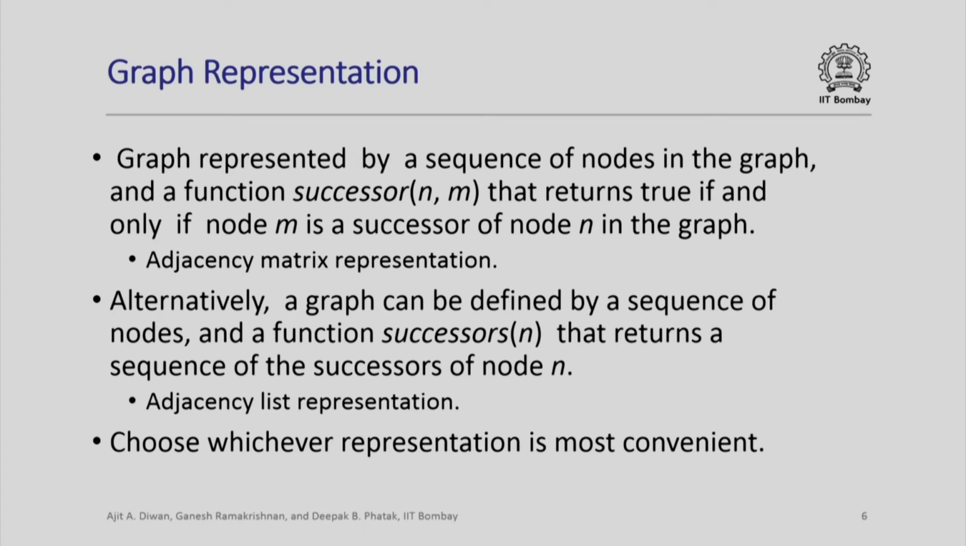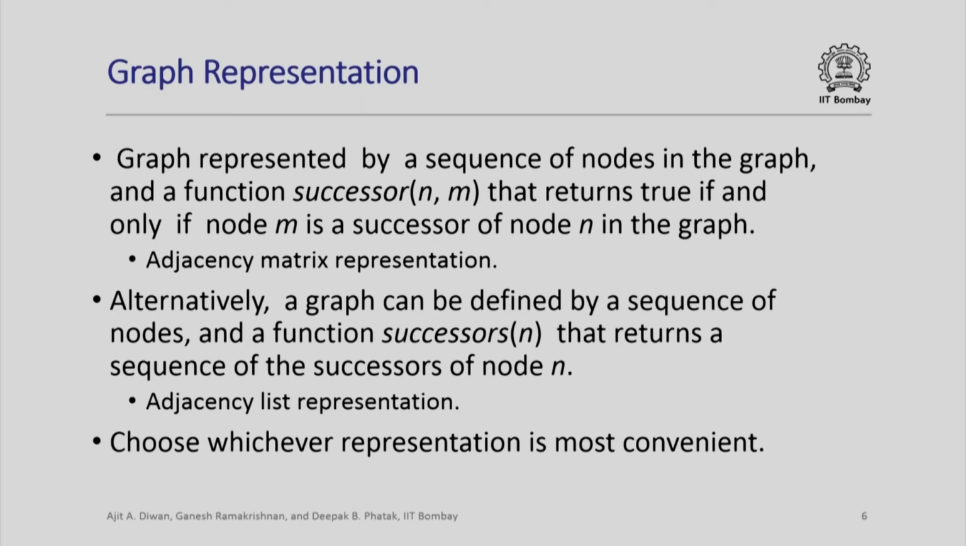A graph is defined by a sequence of nodes in the graph and a function called successor(n, m) that returns true if and only if node m is a successor of node n in the graph. So, we have a sequence of nodes which represents what the nodes in the graph are, and a single function successor that tells us whether a given node m is a successor of node n or not. This is also called the adjacency matrix representation of a graph, because for every pair of nodes it tells us whether a given node m is a successor of node n or not.